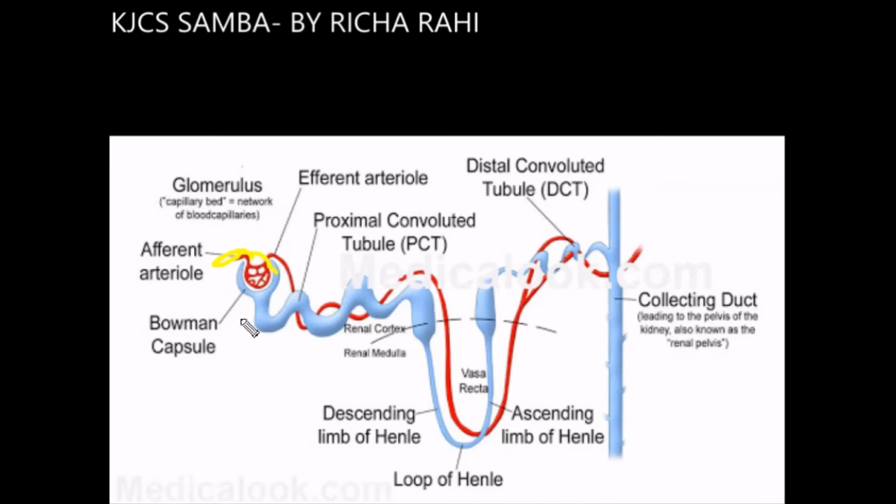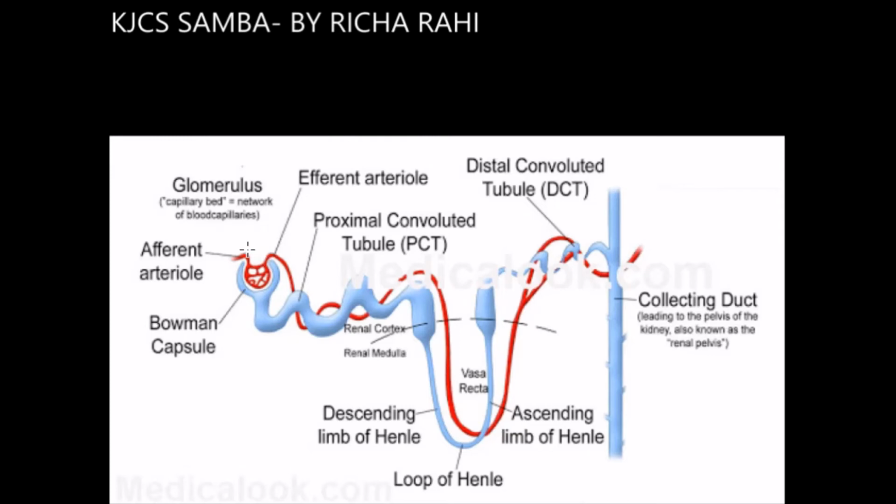This cup-shaped part is called the Bowman capsule. It is the first part of the nephron. The second part is a coiled tube-like structure. This is called the PCT, proximal convoluted tubule. It is the second part of the nephron. This long loop-like structure which you can see here is called the loop of Henle. It will open again into a coiled tube-like structure which is called the DCT, distal convoluted tubule, and finally the filtrate will go to this long tube structure which is called the collecting duct.